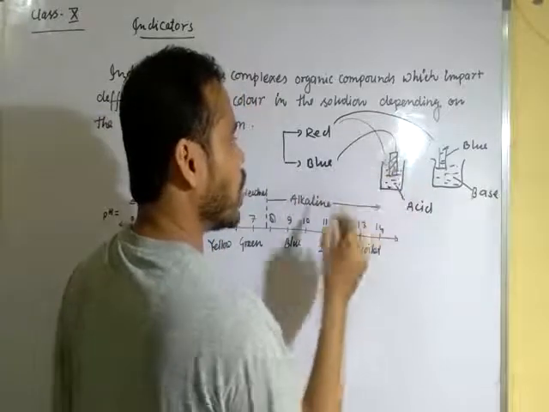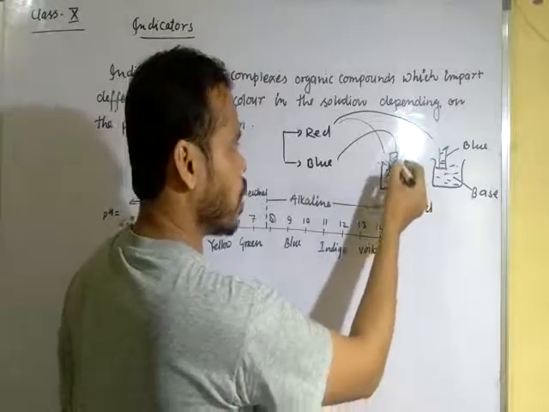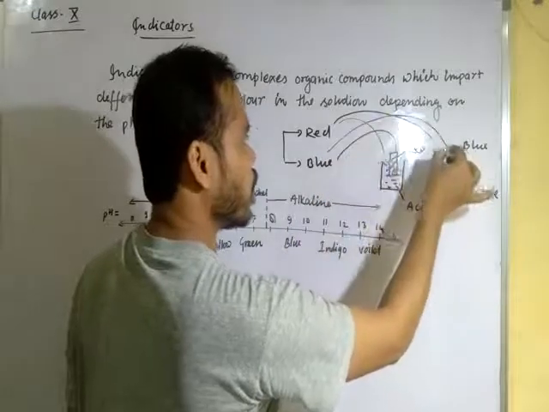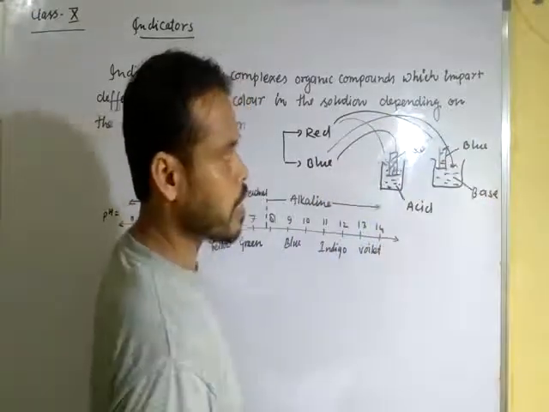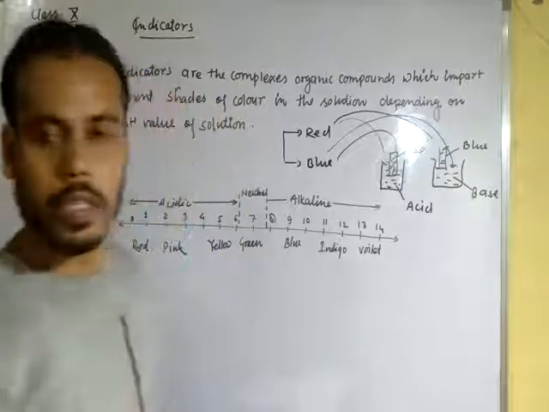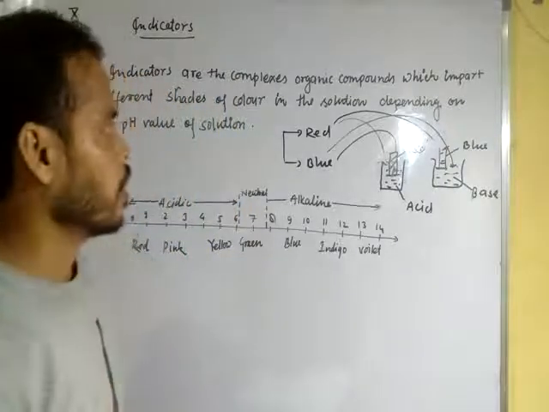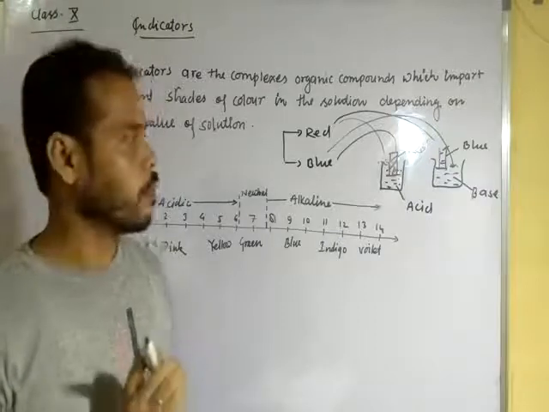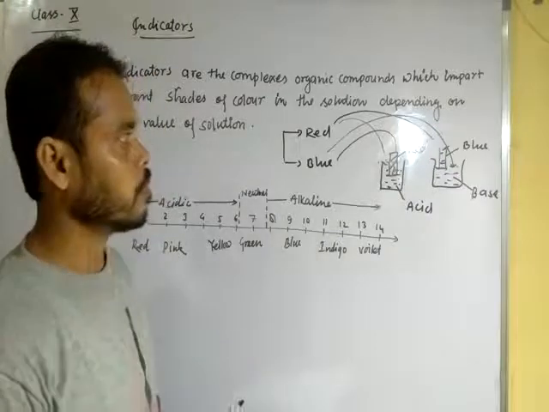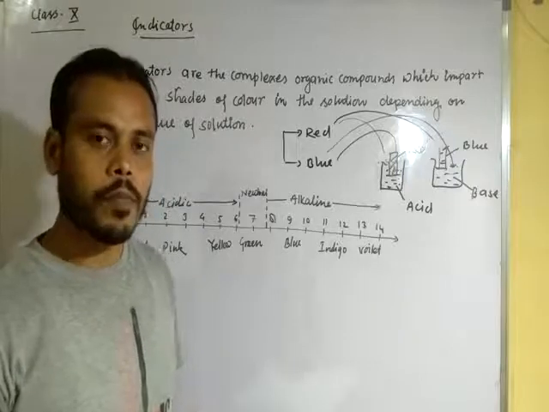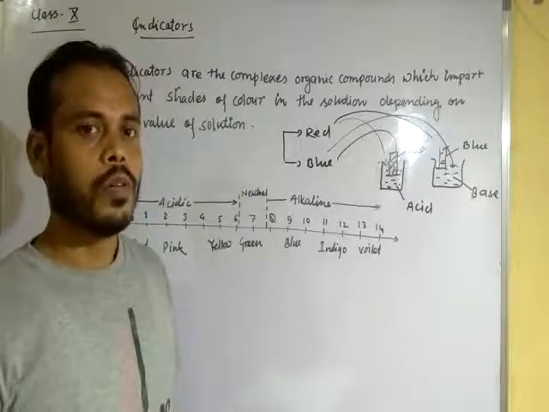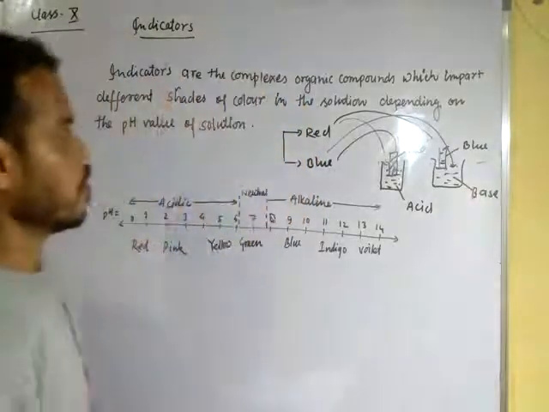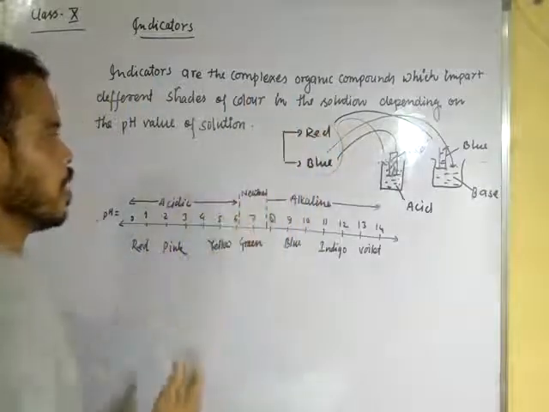medium, the color of the blue litmus paper becomes red. But when blue litmus paper is dipped into the base, there is no change in the litmus paper. That means in acidic medium, blue litmus paper changes to red, and in basic medium, red litmus paper changes to blue. Clear, dear student?